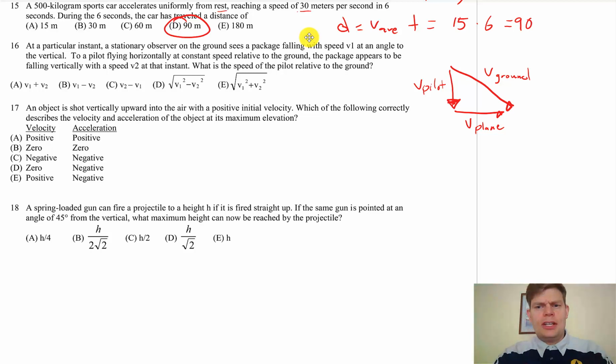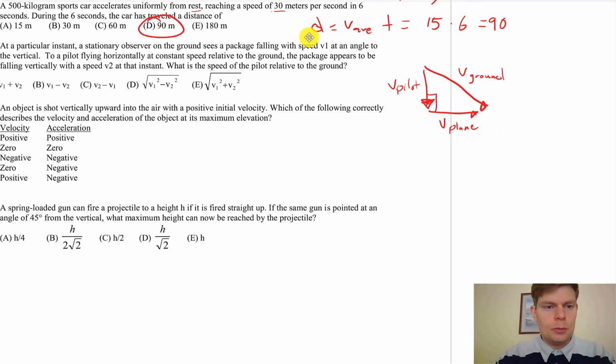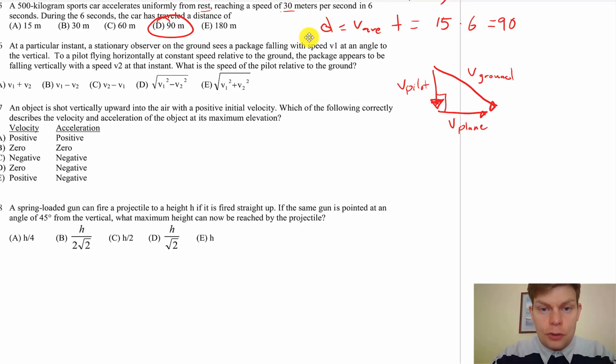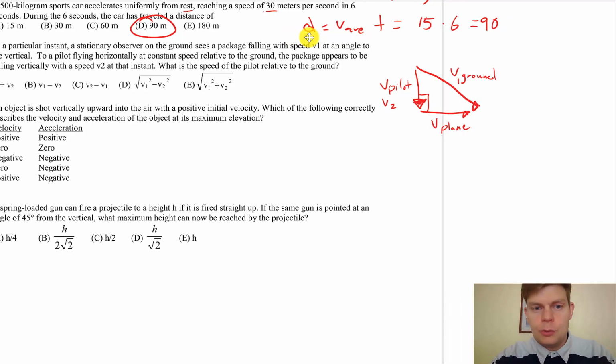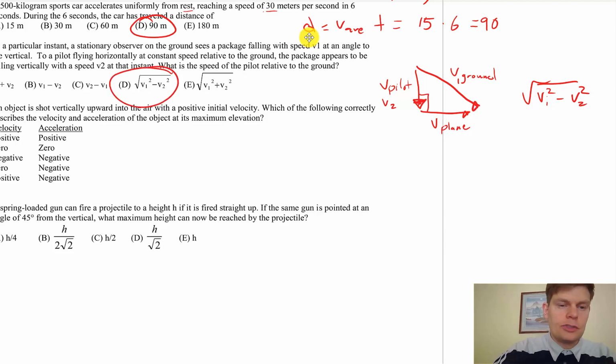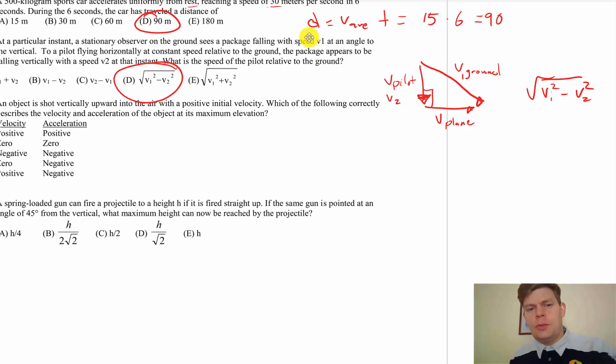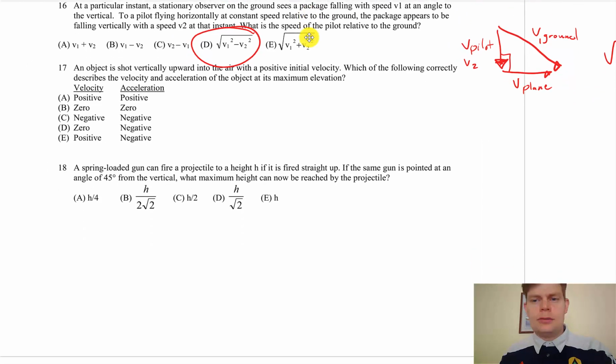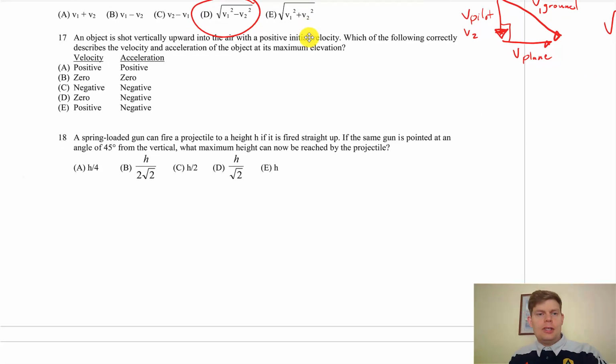Anyway, setting it up like this, we got a nice right angled triangle and we just use Pythagoras. I guess our V ground is V1 and our V pilot is V2. So anyway, if we want to find V plane, it would just be our hypotenuse, the square root of V1 squared minus V2 squared. And so there we are. So just Pythagoras. That one's a tricky one. It's kind of interpreting the question, and the actual logic's not terrible.